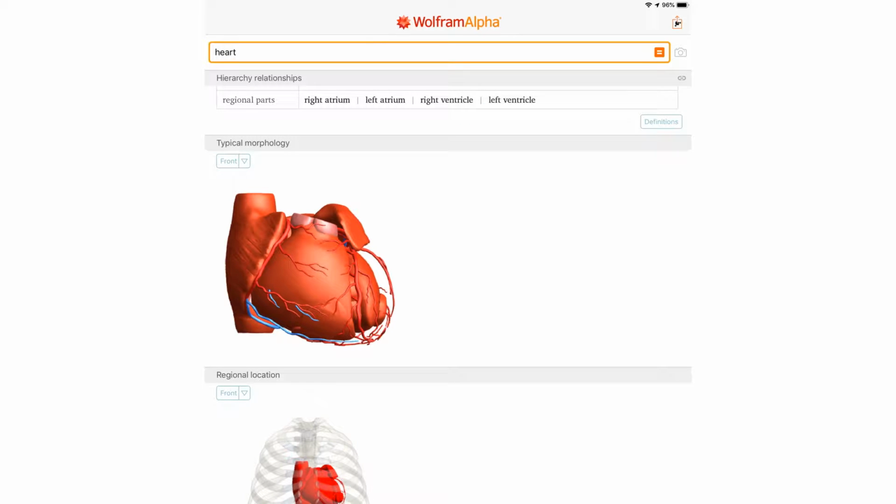This is a screenshot of a Wolfram Alpha search for "heart." Under the section Typical Morphology, a diagram of the heart in frontal position is noted. I have uploaded the screenshot to a program on my iPad called Explain Everything. I am using the application to record my explanation of a section of the diagram.